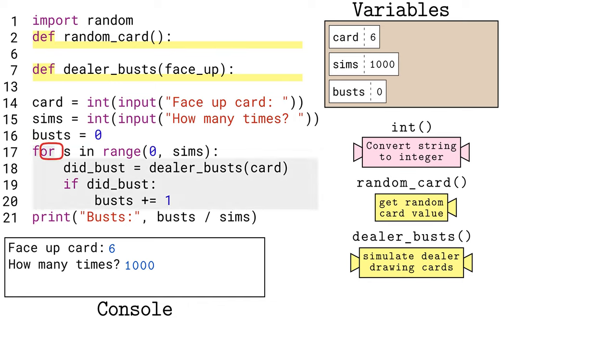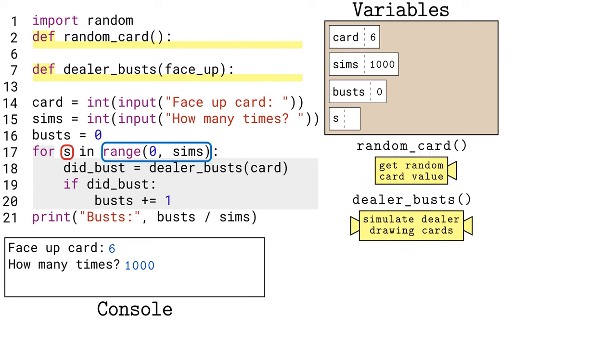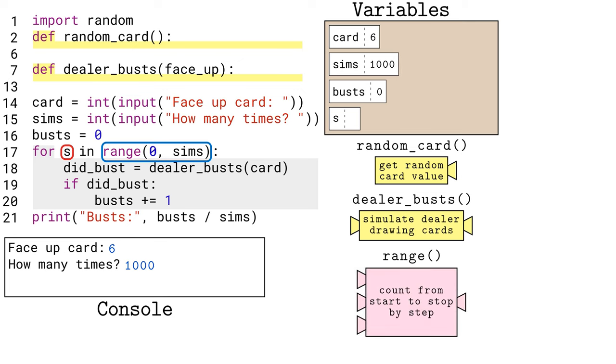This for range loop creates a variable called s that will track which simulation we are on. The variable s will have the values from this range function, which will start at 0, stop at 1000 from the sims variable, and because we did not give a third parameter, we'll step by 1 each time. This means Python will repeat the code in gray 1000 times.